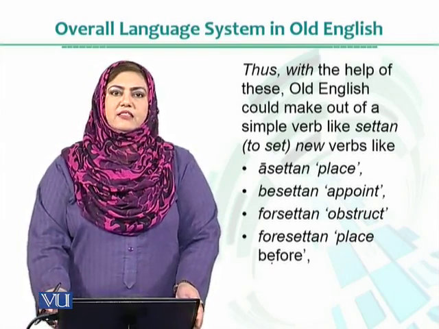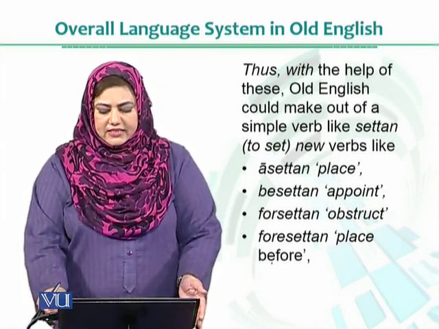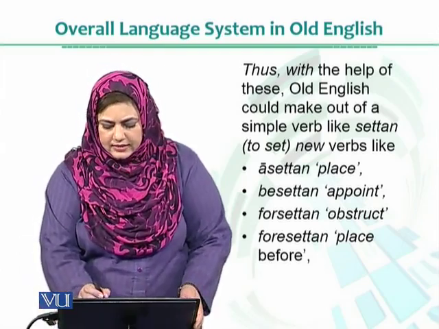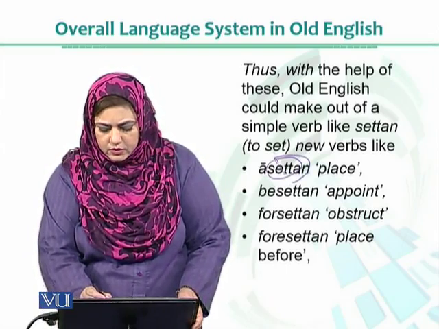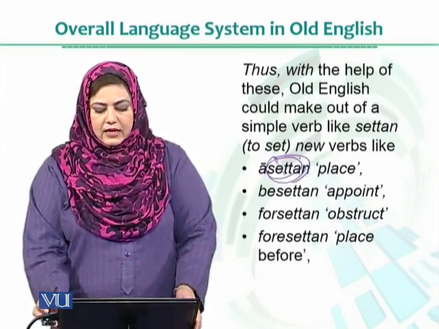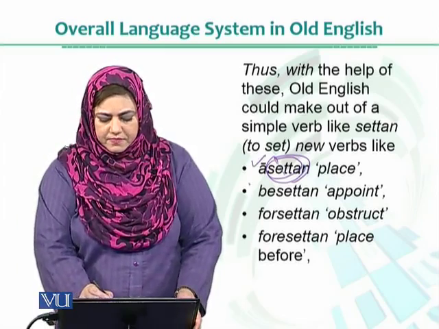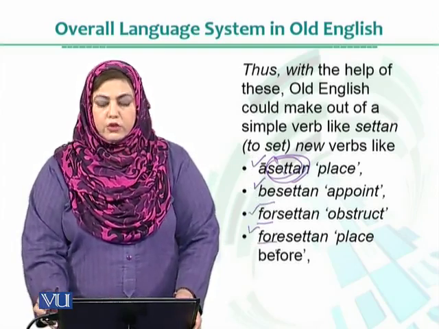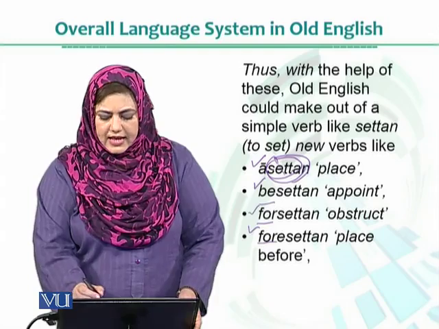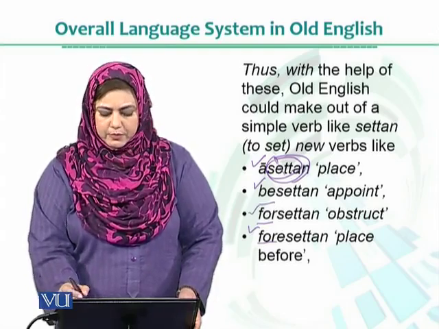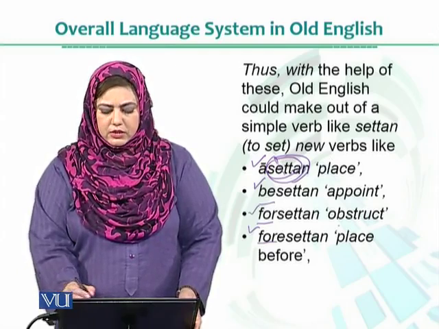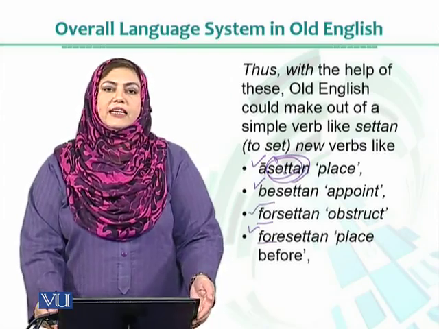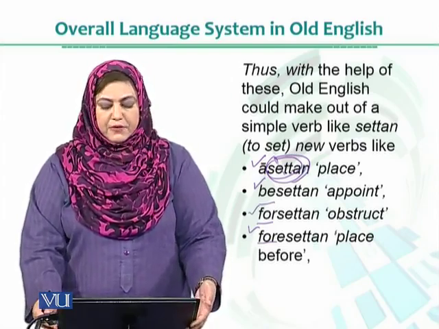This is a very interesting example that I'm going to share with you. You can see how by using one particular verb in Old English, that is setton, this much part only. Notice this much part only. This setton by adding prefixes here. If you notice just the prefixes, what you would see is the same word setton. Aset-ton means place. Baset-ton, appoint. Forset-ton means obstruct. Foreset-ton means to place before. So you can see how a lot of variety is created by using these prefixes with the same verb.